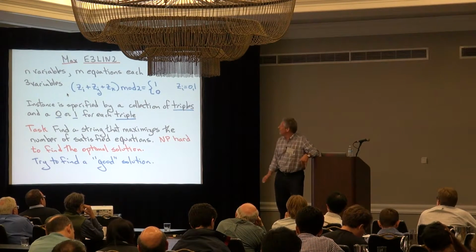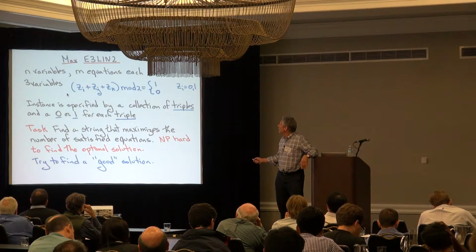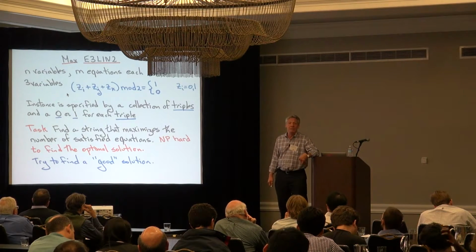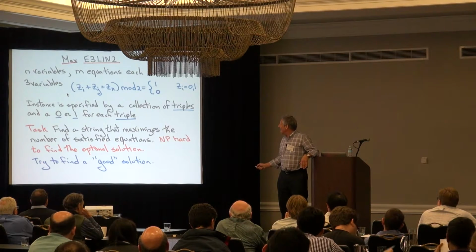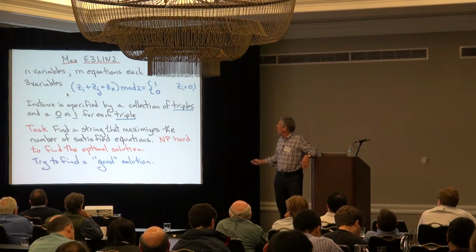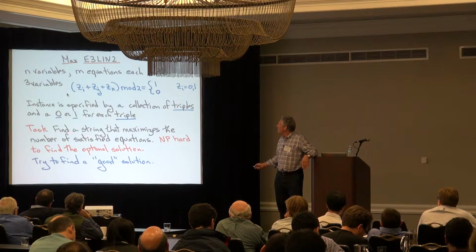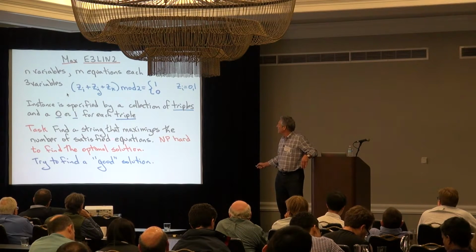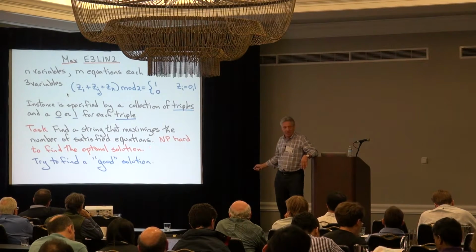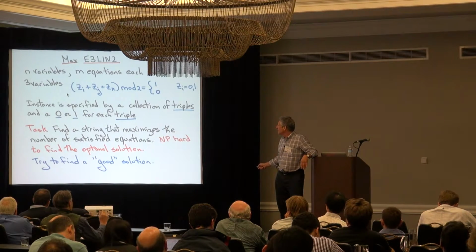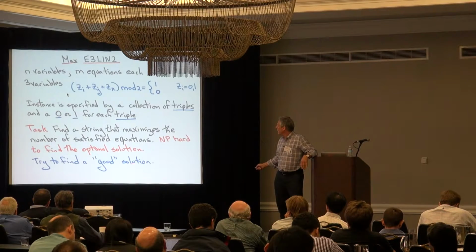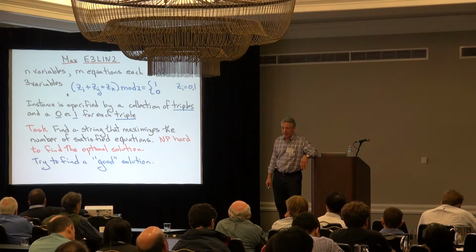So I'm interested in a different situation. I'm interested in a situation where the number of equations is more than the number of variables and there is no solution. And the task at hand is to find a string that maximizes the number of satisfied equations. Okay? Now, it is NP hard to find the optimal solution, so what we're going to do is try to find a good solution. Is the problem clear? The E3-Lin-2?